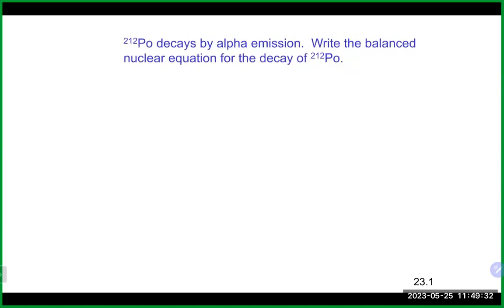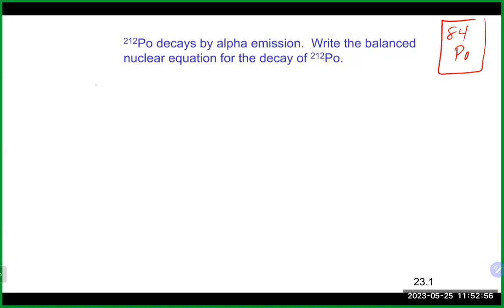All right. So why don't you try one here? Write the balanced nuclear equation for the alpha emission of Po-212. And on the periodic table there, Po is number 84, I think. 84 is Po. Okay, let's take a look and see.